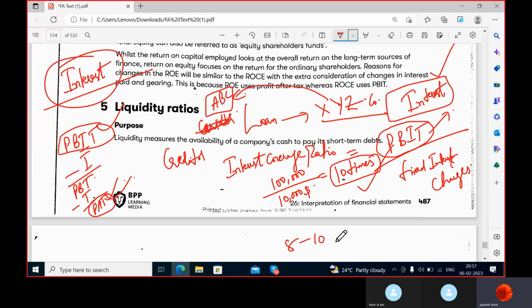8 to 10 times is ideal. That means that much capacity. If a company can repay the interest like this, then you need not worry about investing or giving loan to such kind of companies. Come on, make a note of all this. I'm just going to wind up this by taking one more ratio.